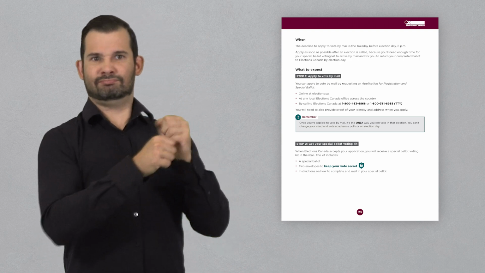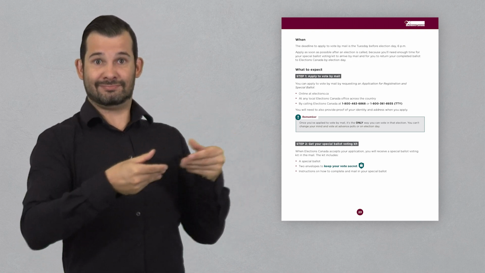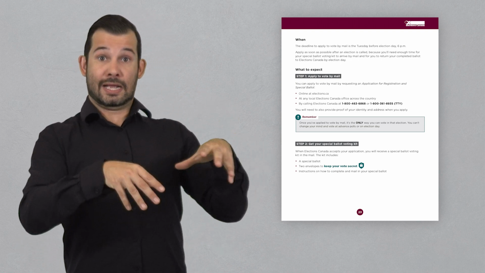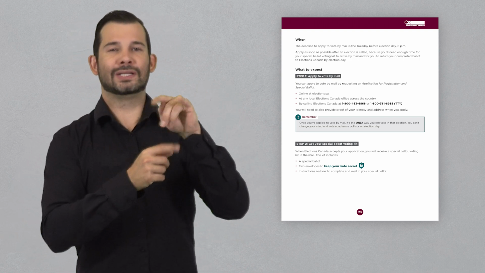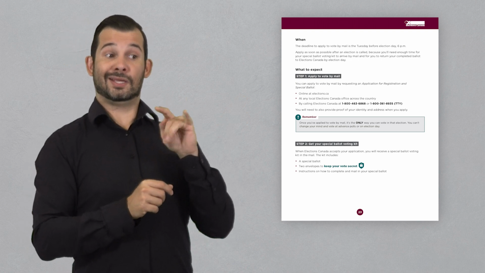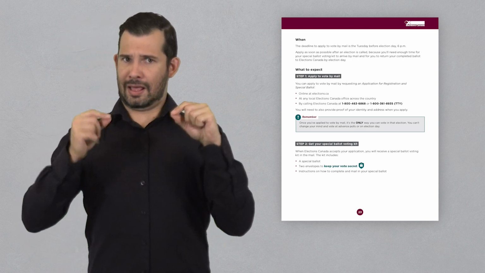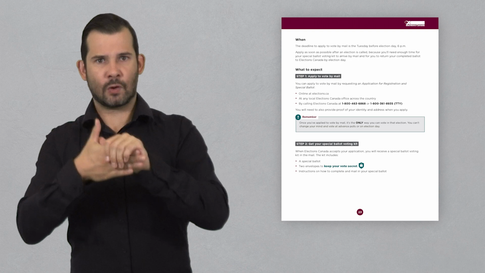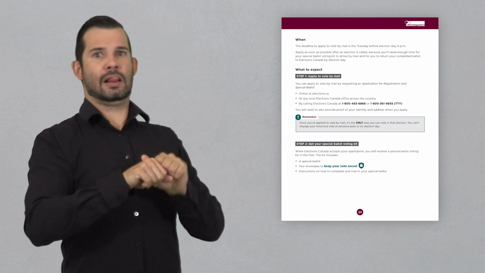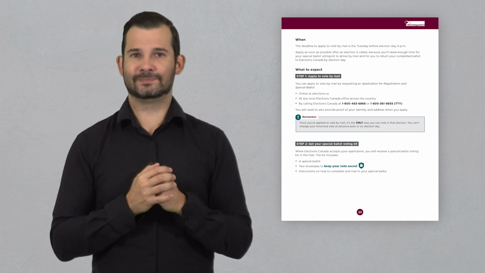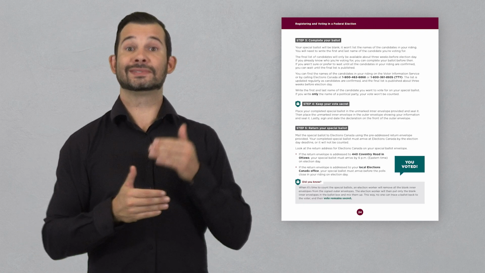Step 2. Get your special ballot voting kit. When Elections Canada accepts your application, you will receive a special ballot voting kit in the mail. The kit includes a special ballot, 2 envelopes to keep your vote secret, instructions on how to complete and mail in your special ballot.